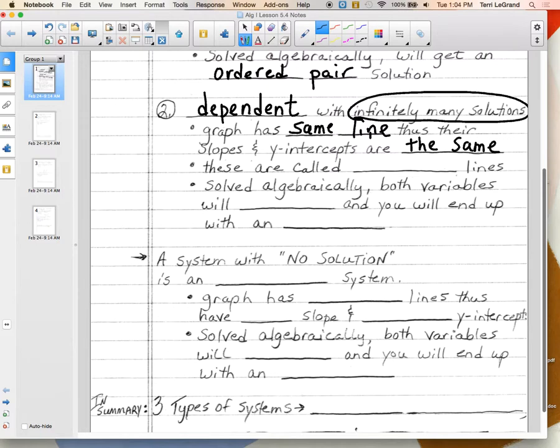Here's another name that you'll actually hear maybe more of in geometry. When you have a line and another line that graphs right on top of it, we call those coincident lines.